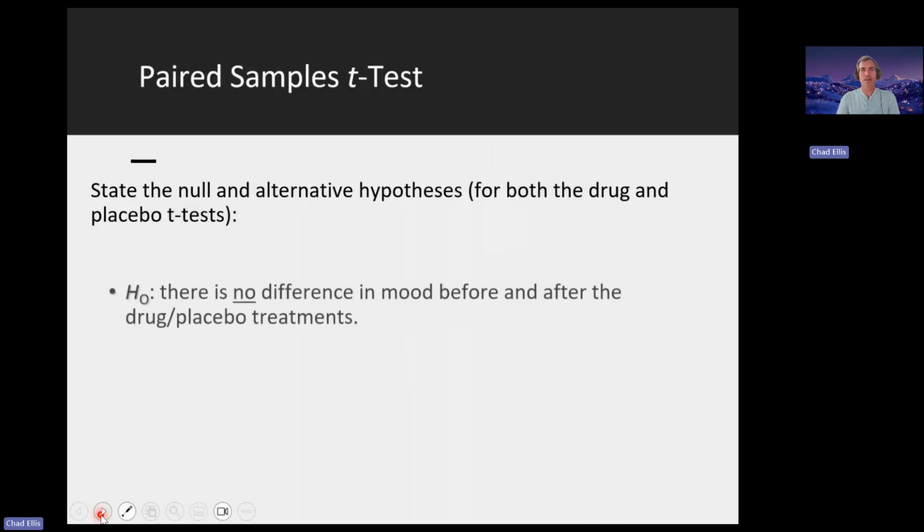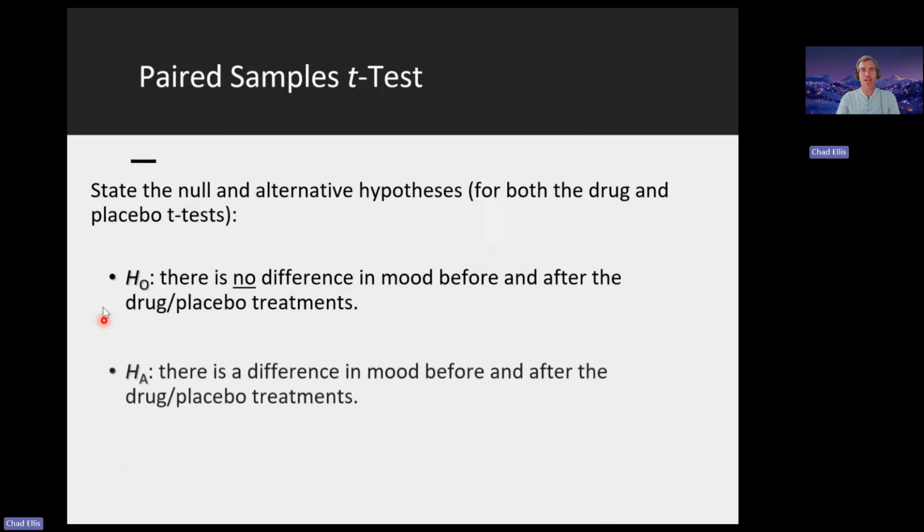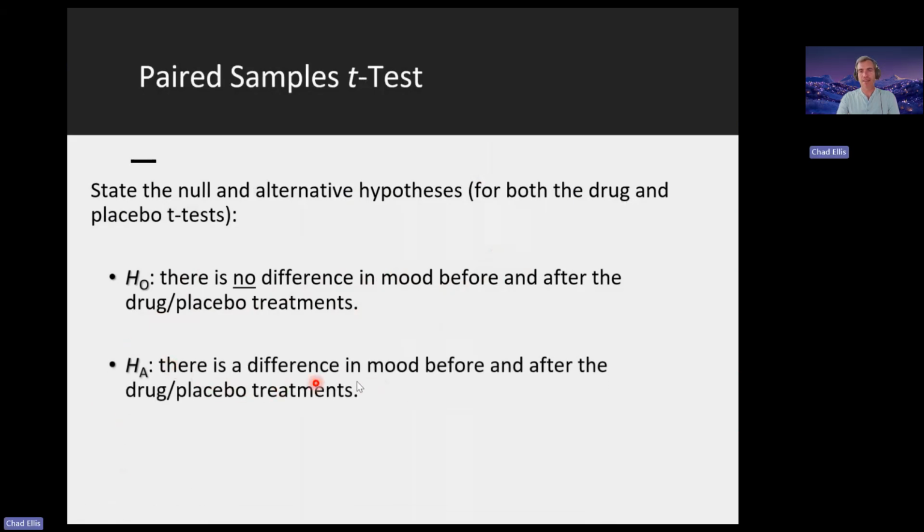So let's state the null and alternative hypothesis. The null is that there's going to be no difference in mood before or after either the drug or the placebo treatments. If we reject the null hypothesis, we're saying that there is a significant difference, statistically speaking, in the mood before and after people taking the drug or people taking the placebo treatments.